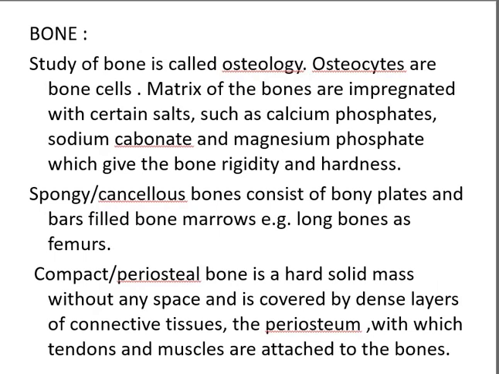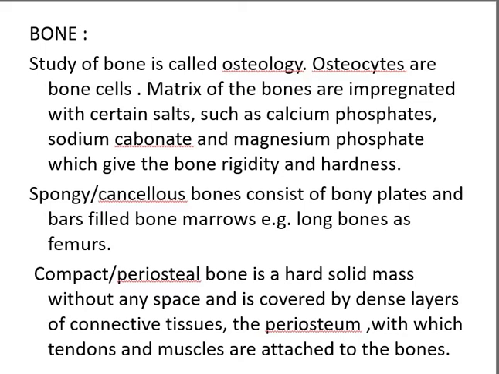Bone. The study of bone is called osteology. Osteocytes are bone cells. The matrix of the bones is impregnated with certain salts such as calcium phosphate, sodium carbonates and magnesium phosphates, which give the bone rigidity and hardness. Spongy cancellous bone consists of bony plates and bars filled with bone marrow. Long bones such as femurs etc. are examples of spongy bones.